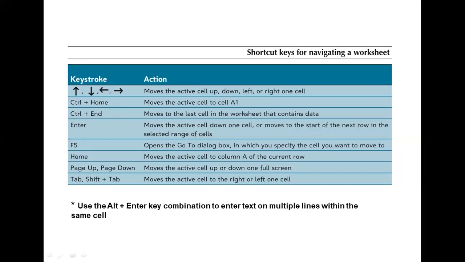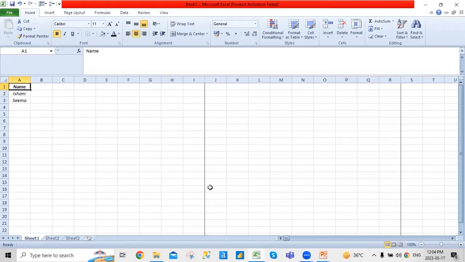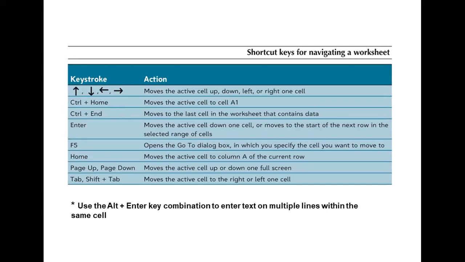For example, Alt plus Enter is a combination to enter text on multiple lines within the same cell. Let's say I want to enter a text over here, I'll just click on the cell, and if I press Alt Enter, I get to enter some other details in the cell itself. So that is a combination to enter text on multiple lines within the same cell.